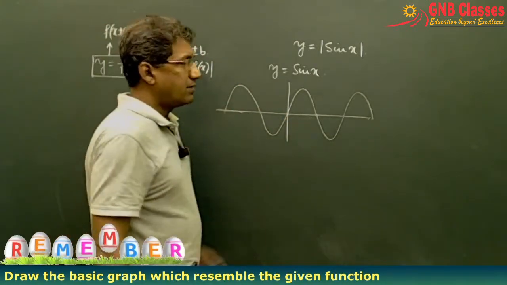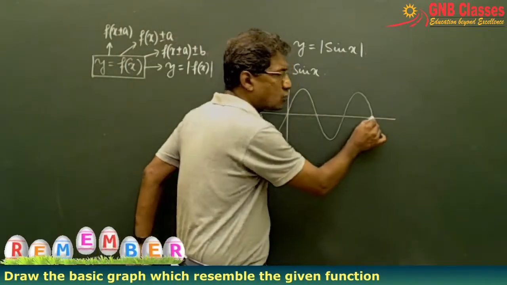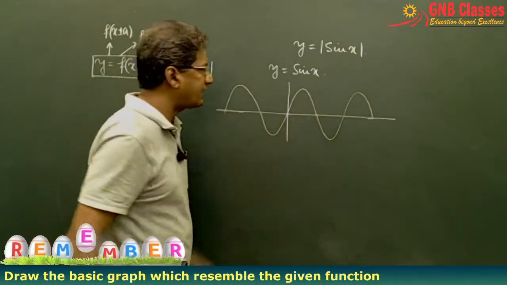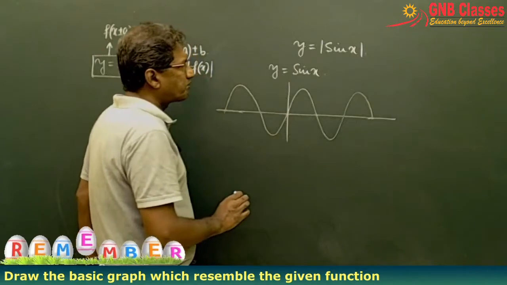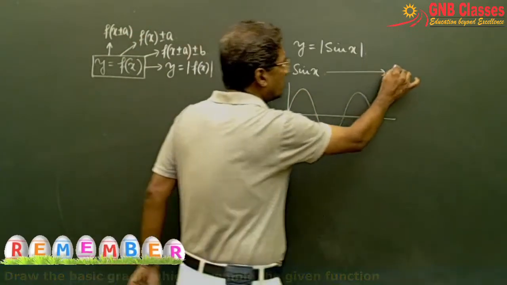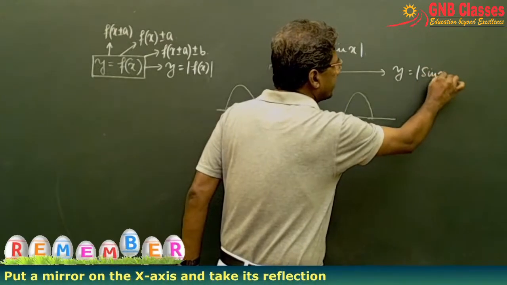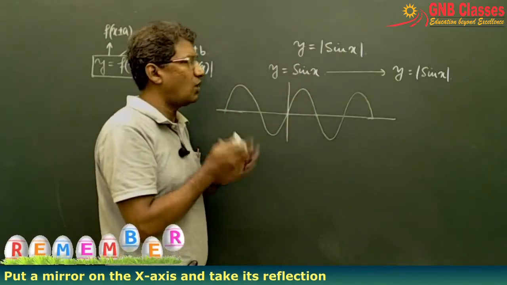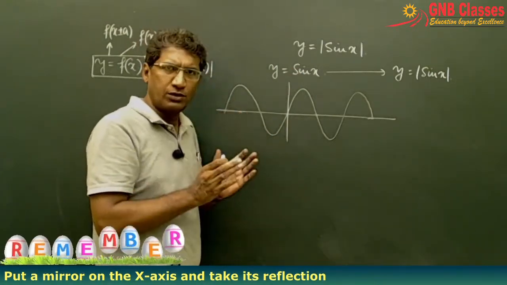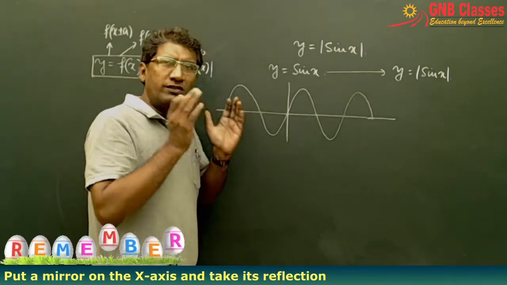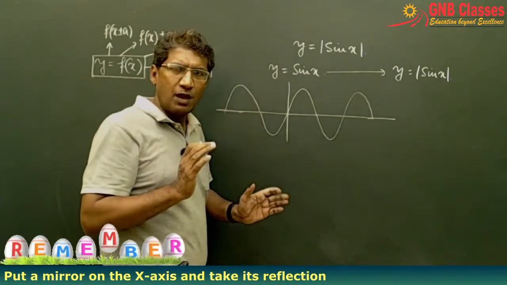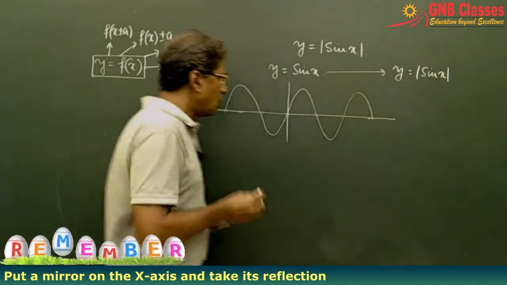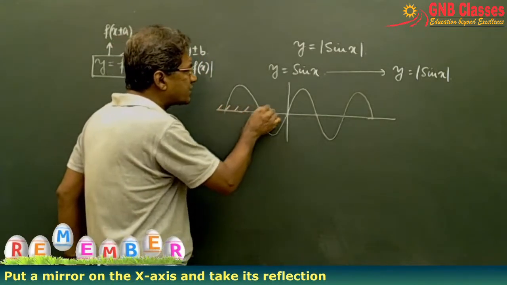Now remember, whenever I stop drawing here, it doesn't mean that the graph stops here. It is continuing. Now, whenever you take the mod of any basic function, any basic graph, all you do is simply put a mirror on the x-axis and take its reflection.